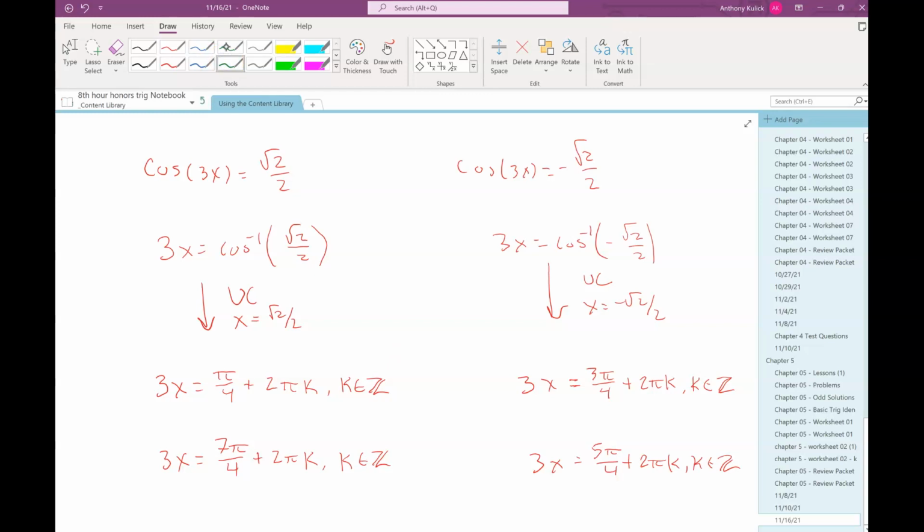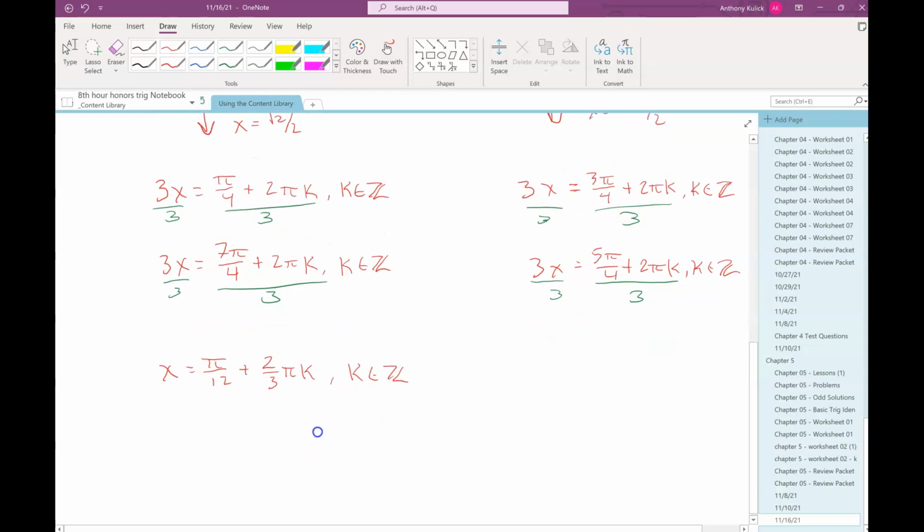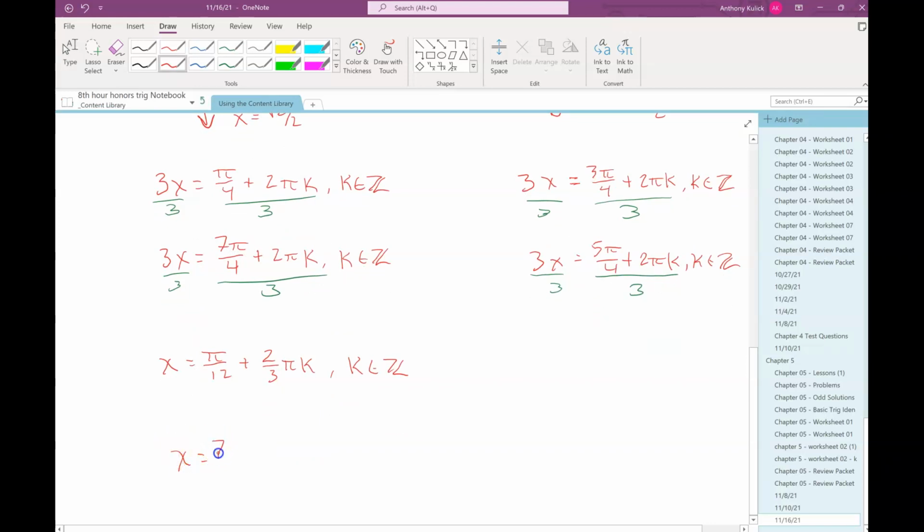Does that catch everybody up to where we're at here? Next step would be to divide by 3. The thing we have to be careful about here is that we're dividing the angle measure by 3, but also the 2 pi k by 3. That gives me pi over 12 plus 2/3 pi k, where k is an integer. It's going to be 7 pi over 12 plus 2/3 pi k, where k is an integer. Now I acknowledge that 3 pi over 4 divided by 3 can be reduced, but I'm going to write it as 3 pi over 12 still.